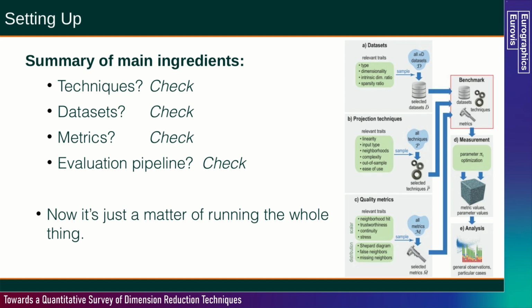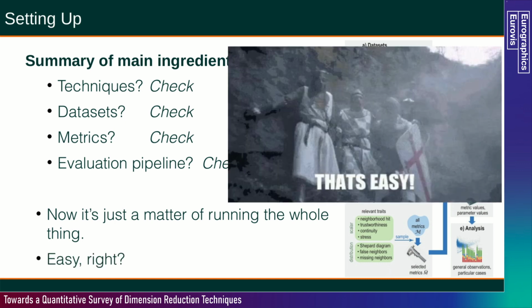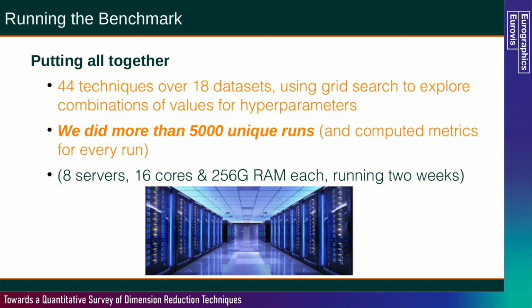So, it's a summary of the ingredients. We have techniques, we have data sets, we have metrics, we have a pipeline. Okay, now it's just a matter of running the whole thing. Easy, right? Well, not quite. So, by having 44 techniques over 18 data sets, using grid search to explore combinations of values for hyperparameters, we ended up with more than 5,000 unique runs. And we had to compute the metrics for every single run. For that, we needed 8 servers with 16 cores and 256 gigabytes of RAM each, which is quite something.